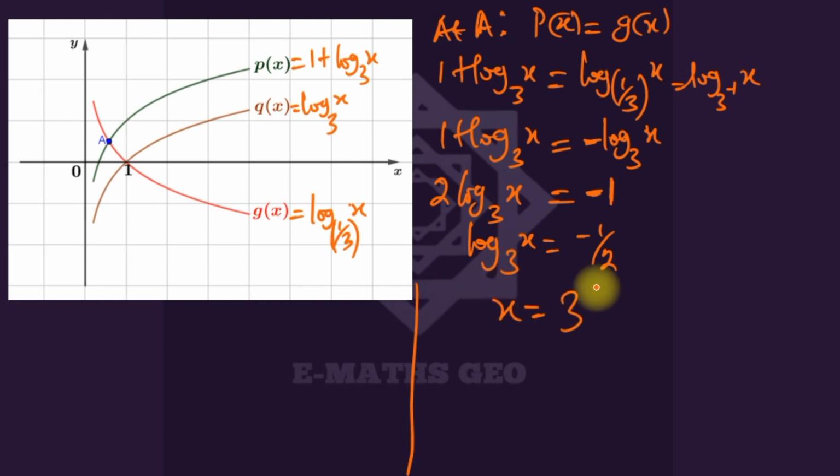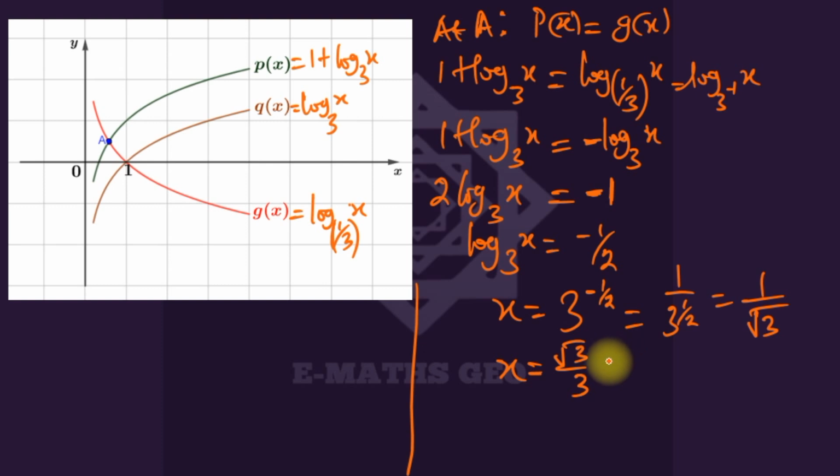Therefore, x is now 3 raised to the power minus 1 over 2, which we know is 1 over 3 raised to the power half, which is 1 over root 3. And if you rationalize, to make it the simplest, we have root 3 over 3. So that's the value of our x. To get y, you choose any of them and substitute, either P of X or G of X. Let's choose P of X.